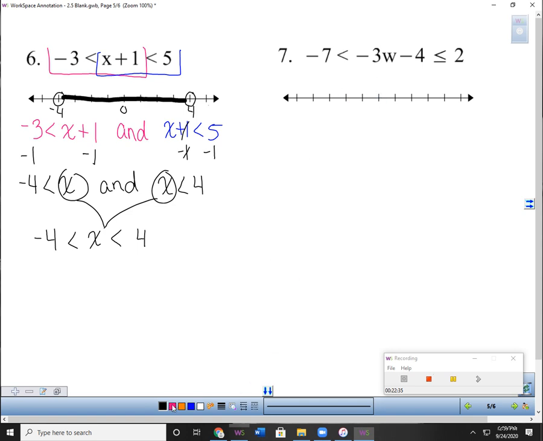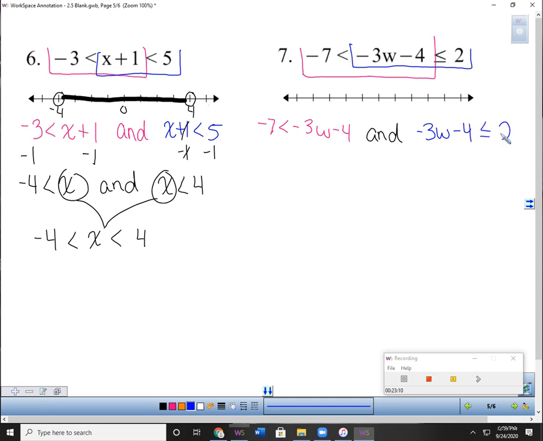Alright, this is the last one like this. So set up your two problems. Left side all the way through to the end of your middle. So you have negative 7 is less than negative 3w minus 4. And right-hand side all the way through to the end of the middle. So negative 3w minus 4 is less than or equal to 2.